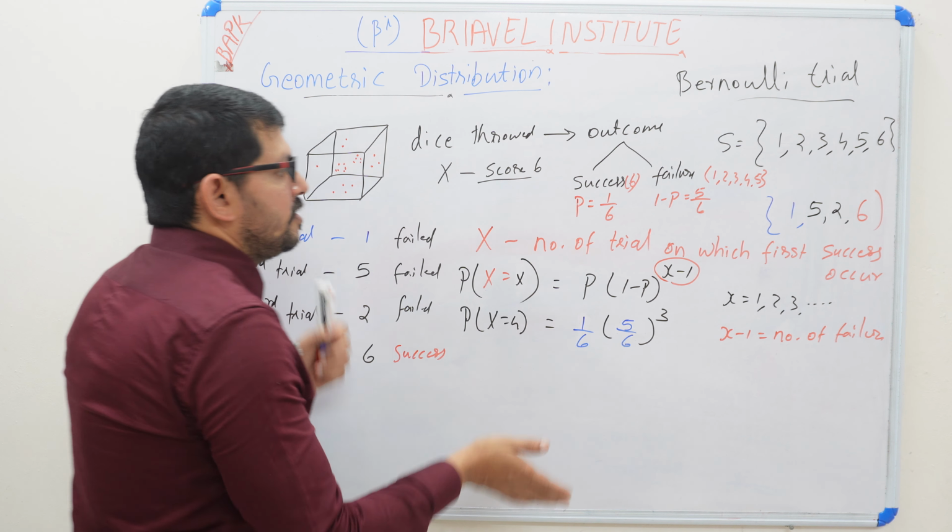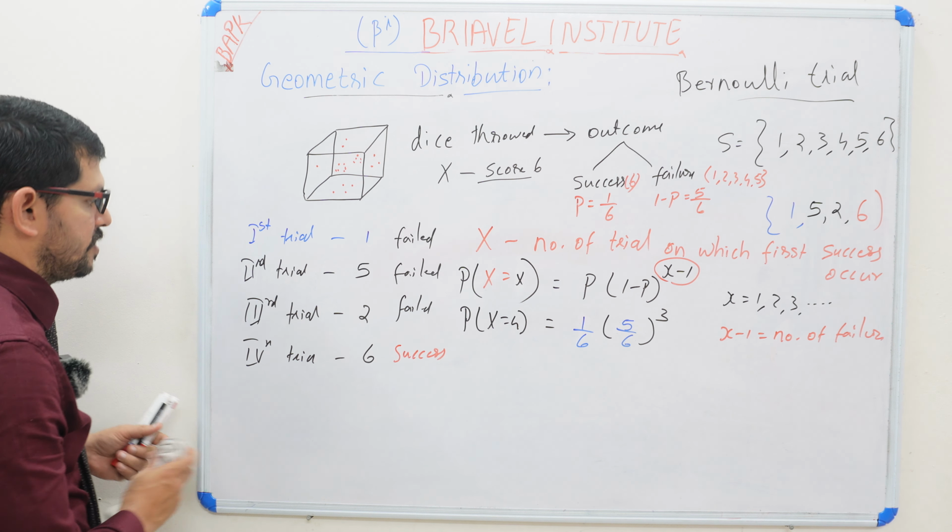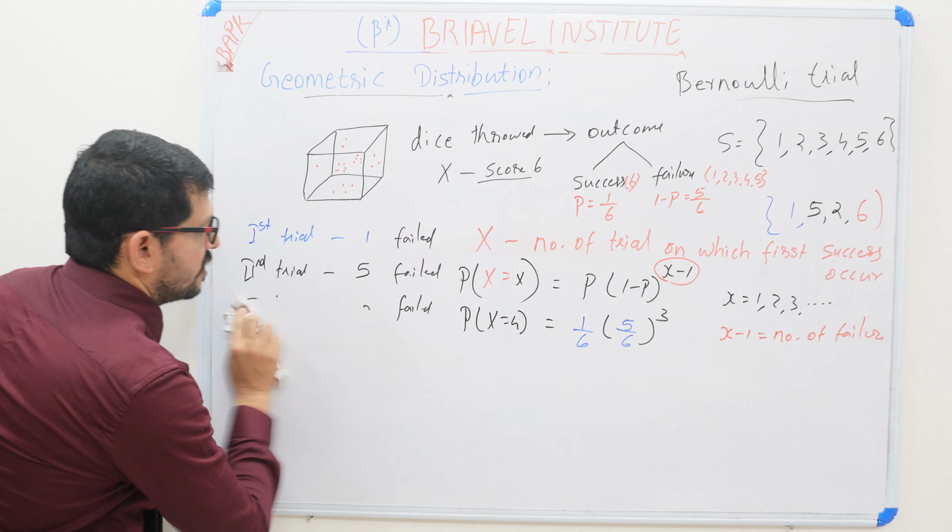Now, why is it called the geometric distribution? We can check how it becomes the geometric distribution. Now you can check each one.